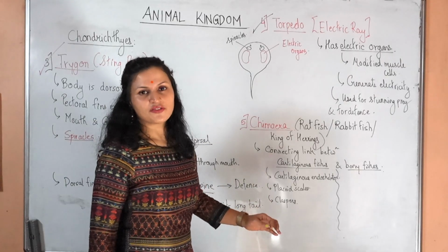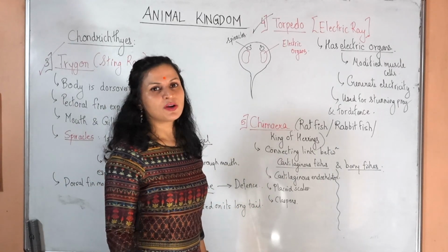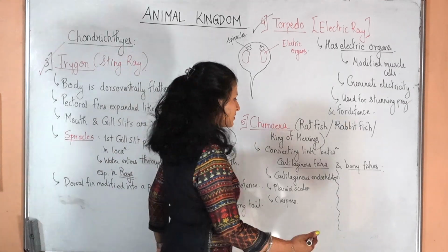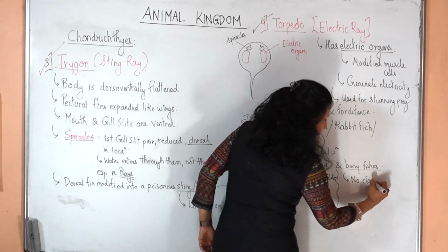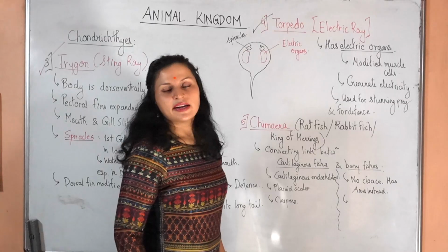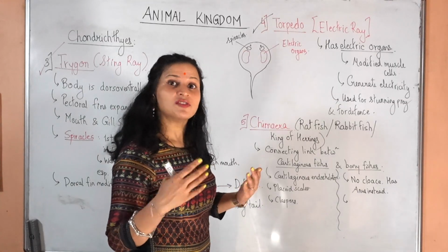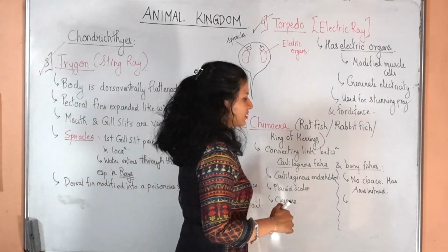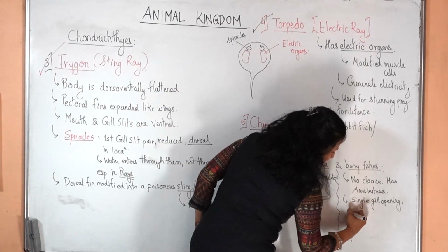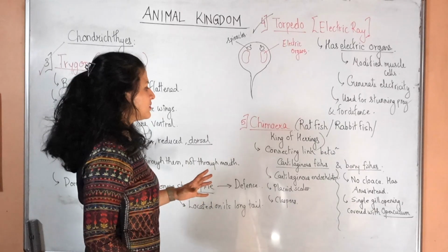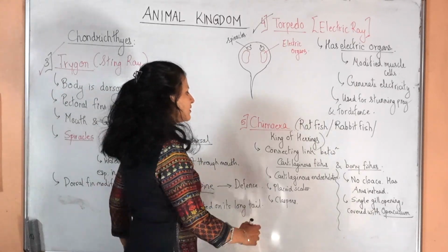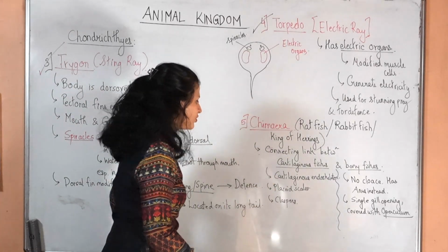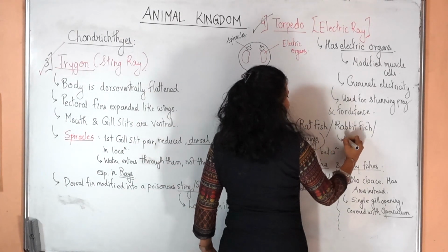Bony fish characters: it does not have the presence of a cloaca that normally cartilaginous fishes have. It has the presence of an anus. Excretory system and reproductive system have their own openings, so it does not have a cloaca, has an anus instead. It has just a single gill opening which is covered by an operculum, which is a clear-cut bony fish characteristic. Single gill opening covered with operculum. So that's why this Chimaera is known as the connecting link between cartilaginous and bony fishes. This one is said to be a deep sea fish.